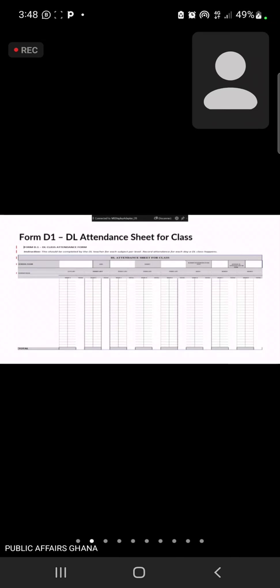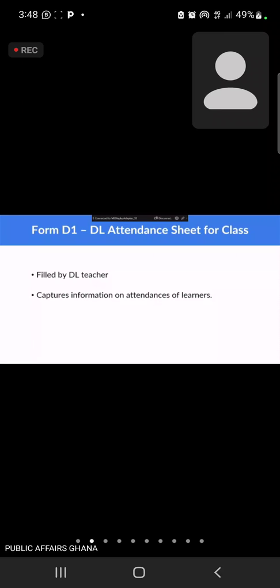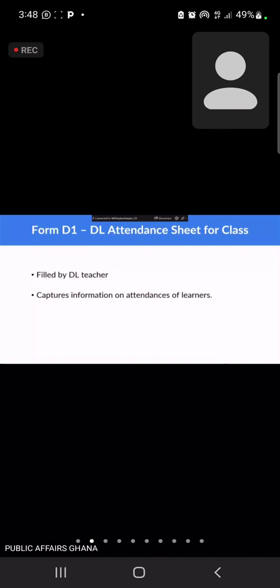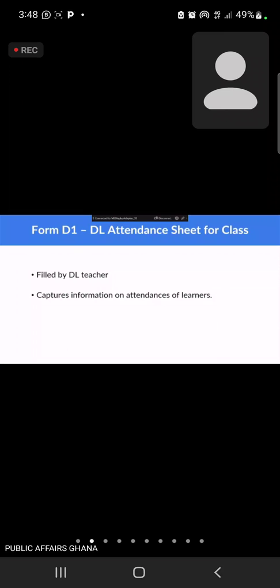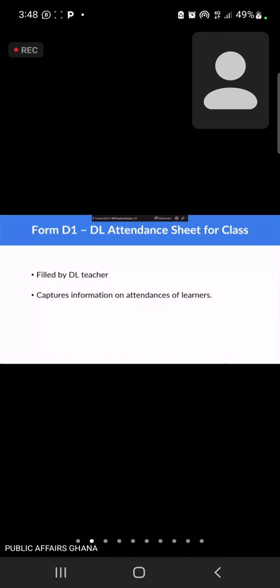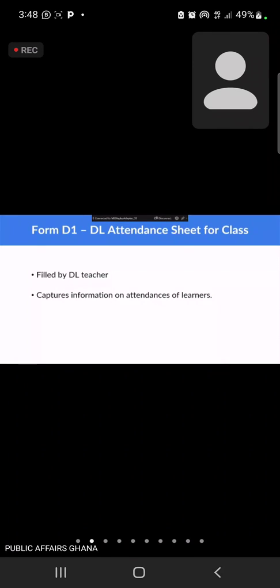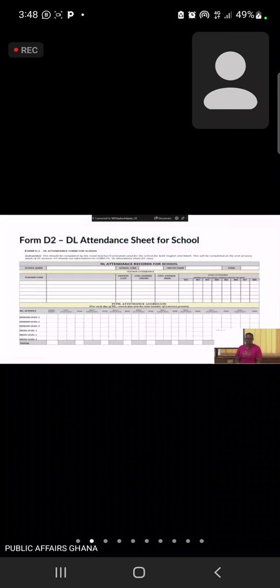This attendance sheet should have names of all learners. So when and as they come for the DL classes, you take their attendance. It is filled by the DL teacher. Remember, there's a difference between the DL teacher and the grade teacher. I am class 6 teacher. When it is time for DL, maybe I will teach diamond class in lower primary. So that means I'm different from my status as class 6 teacher. Take note. And we have the attendance sheet for school.